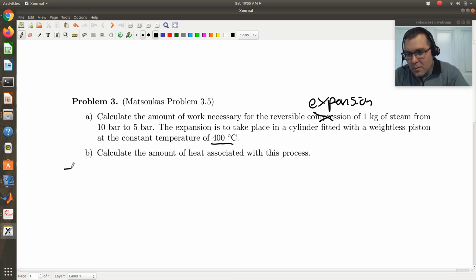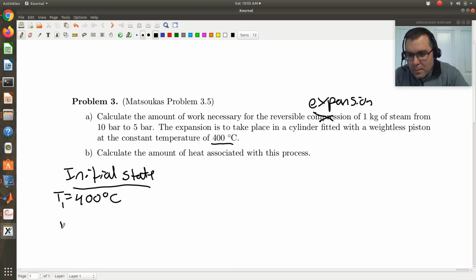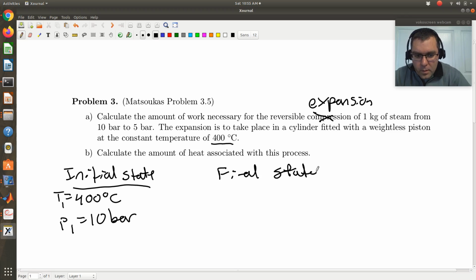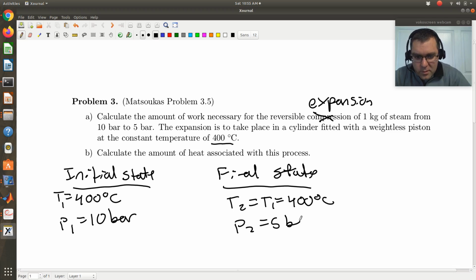Okay, so let me just take a note here. In my initial state, we have a temperature, so T1 is 400 degrees C, and P1 is equal to 10 bar. And then in our final state, we still have a temperature of 400 degrees C, and our pressure is now 5 bar. Okay, and throughout this entire process, our mass is 1 kilogram.